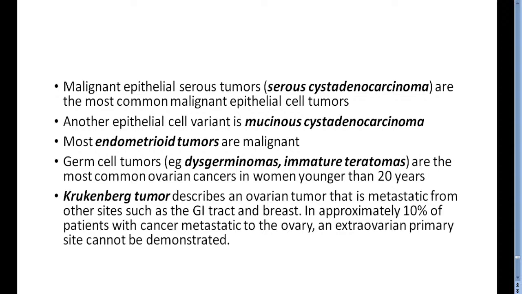Germ cell tumors like dysgerminomas or immature teratomas. Don't confuse them with benign teratomas. Mature teratomas are benign, and immature teratomas are malignant. And also, we have many metastatic cancers of the ovaries, like, for example, Krukenberg tumor, which describes an ovarian cancer metastatic from other sites of the gastrointestinal tract or the breasts. In approximately 10% of the patients with cancer metastatic to the ovary, an extra ovarian primary site cannot be demonstrated.